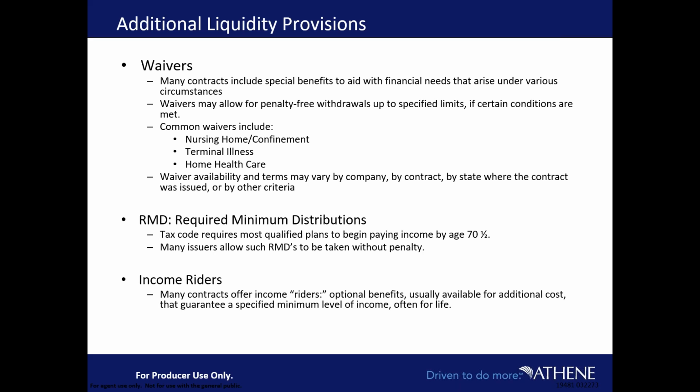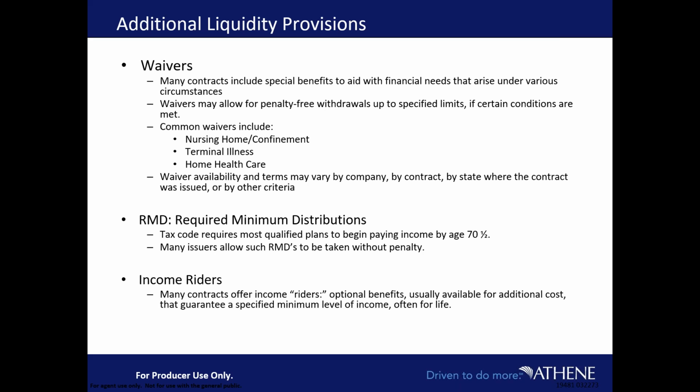RMDs, required minimum distributions. The tax code requires most qualified plans to begin paying income at age 70 and a half. Many issuers allow RMDs to be taken without penalty. That is the case here at Athene. All of our contracts are RMD friendly, so your clients are never penalized if the IRS is making them take a required minimum distribution.